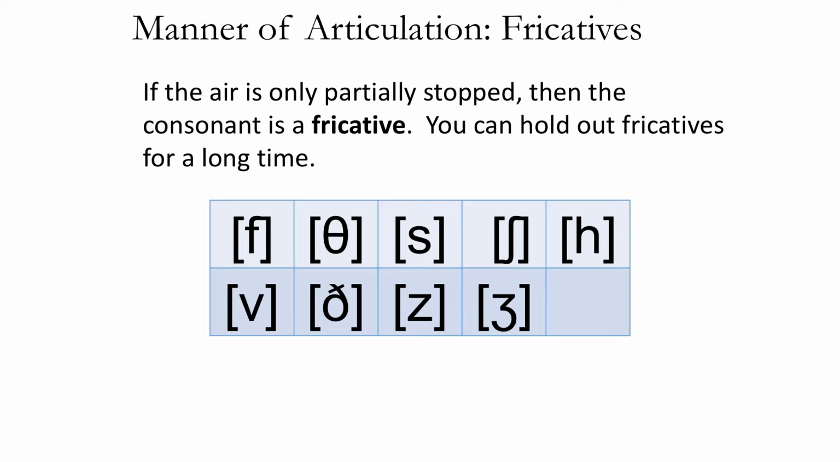In fricatives, unlike stops, you can hold on, because the air is still coming out. You can hold on to those sounds for a long time. So we have f and v as labiodental fricatives, th and th as interdental fricatives, s and z as alveolar fricatives, sh and zh as postalveolar or alveolopalatal fricatives, as they're sometimes called, and h is a glottal fricative. This top row is voiceless, the bottom row is voiced. These are labiodental, these are interdental, these are alveolar, postalveolar, and glottal.